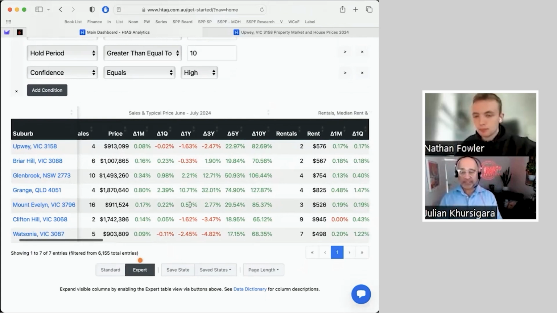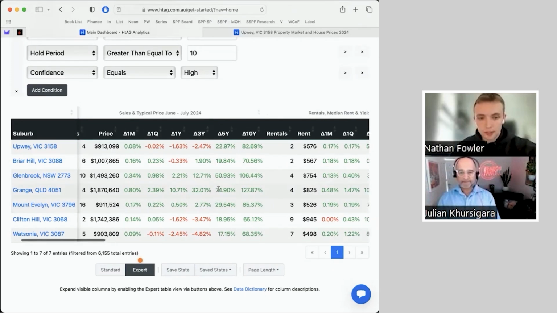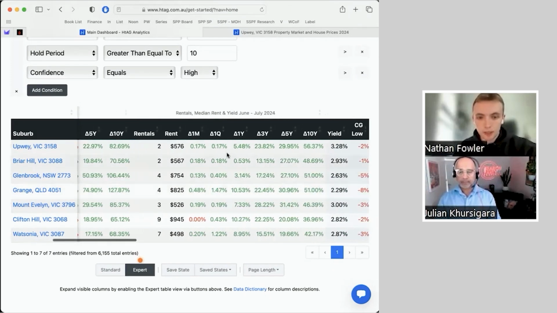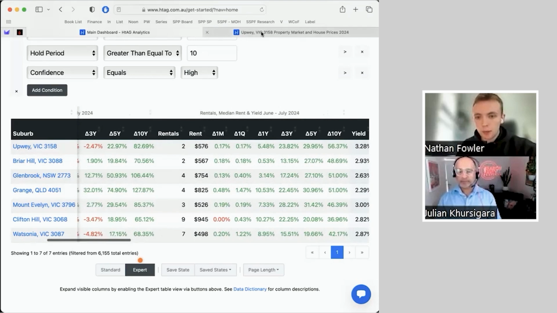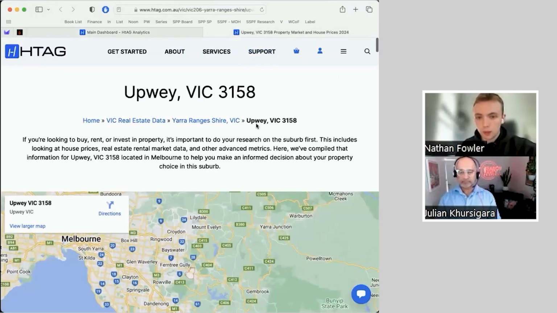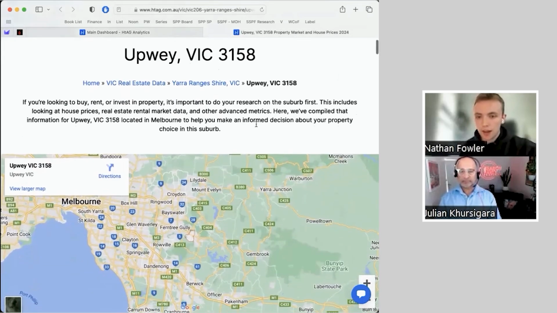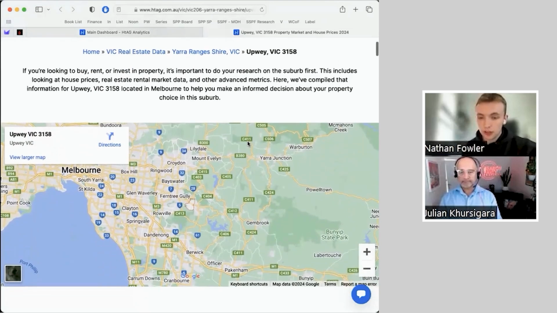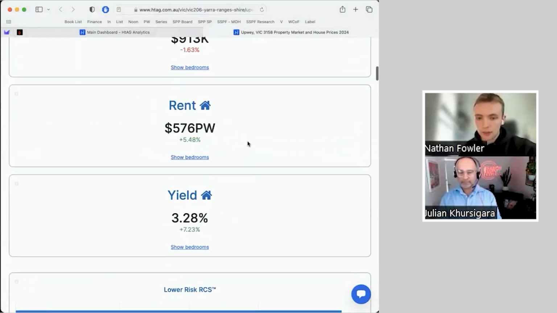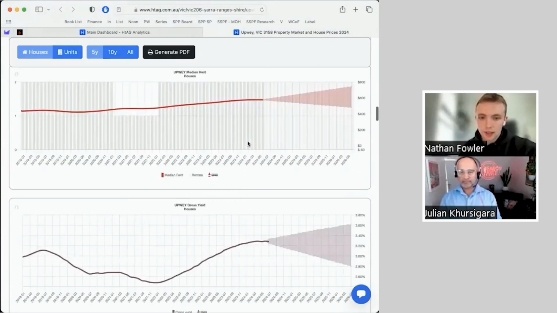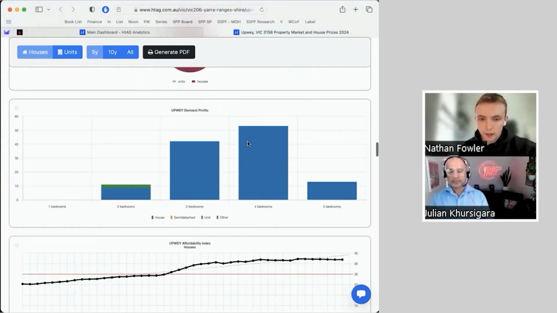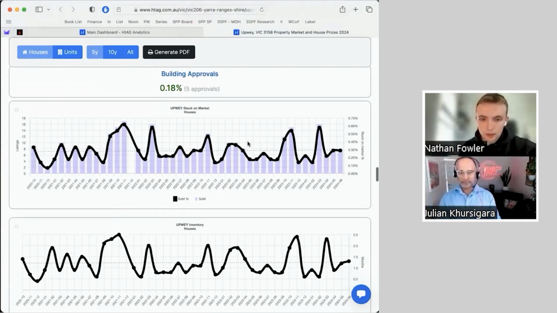Yeah, and it's really interesting to see the variance between the change in quarters and year, and obviously the forecasting up the top there, right, Nathan? The 3, 5, and 10-year forecasting as well. Yeah, definitely. There is a little bit of variation in there. We can dig in a bit more into one of these suburbs, which is Upway, and have a look at the trends over time, not just last month's figures for these different metrics. If we come down here, we can look at some of the supply and demand graphs.